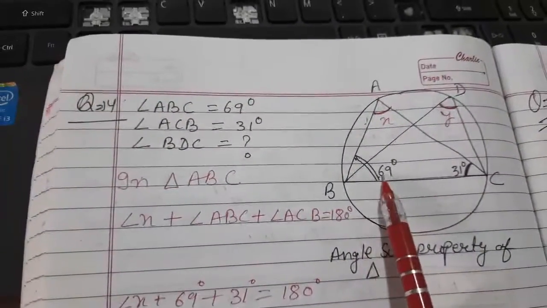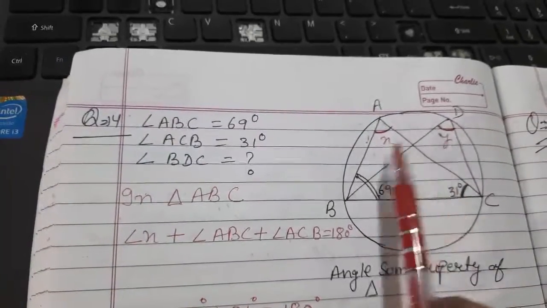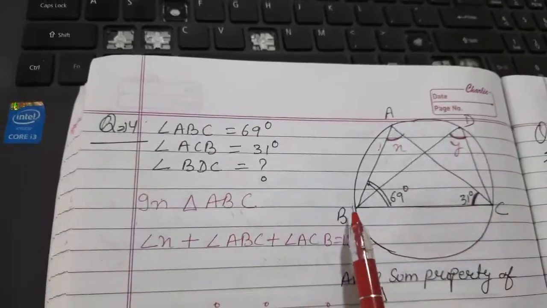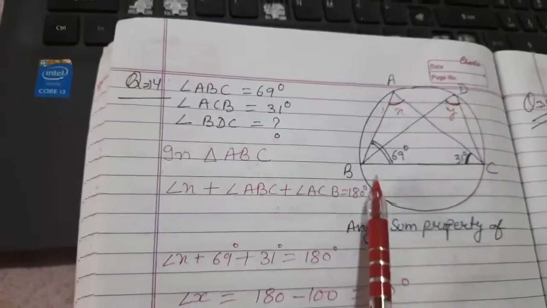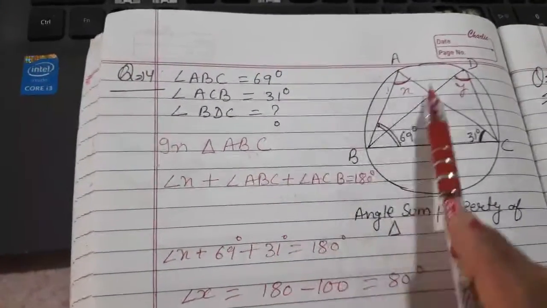So this angle is 69 degrees. This angle is 31 degrees. Angle X and Y, I am considering these two angles. So angle X will be equal to angle Y. Why? Because both the angles are on the same segment BC. So first we are using the triangle sum property in triangle ABC.